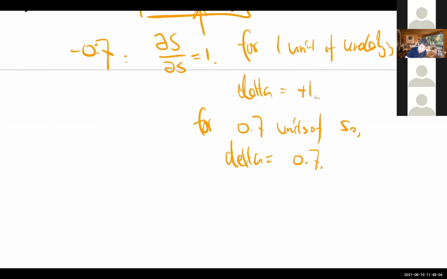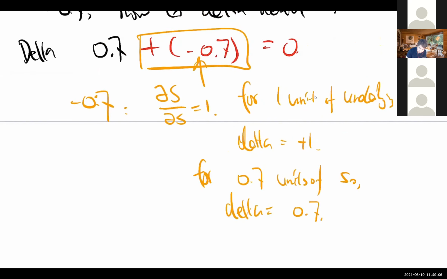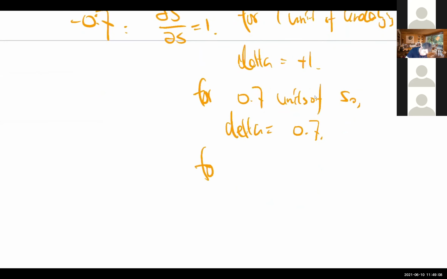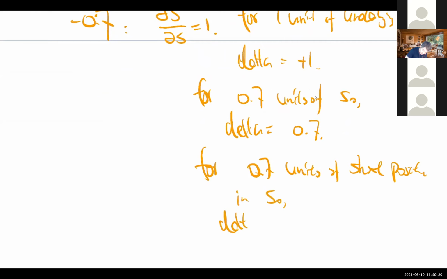But my goal here is minus 0.7. So that means for 0.7 units of short position, because short position is always the opposite in underlying asset, what's my delta? Minus 0.7. Right, because short position means the opposite. So if I go up $1 in the underlying asset, my long position goes up by $1, my short position goes down by $1, right? Because it's the opposite.